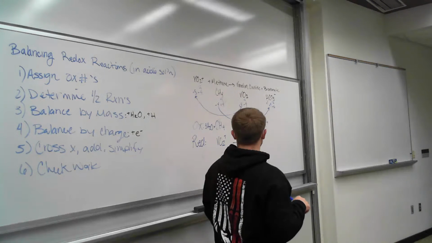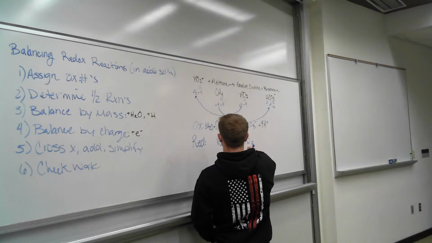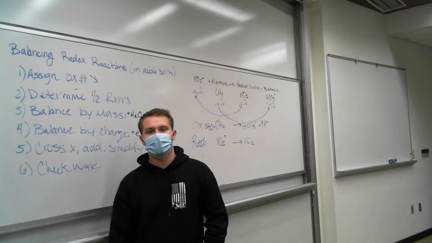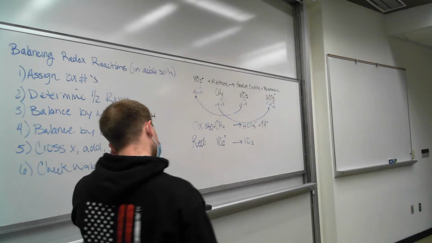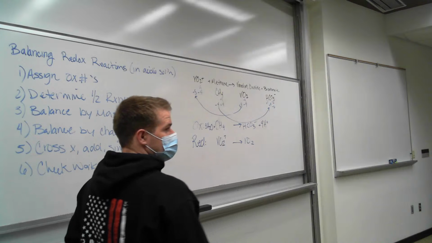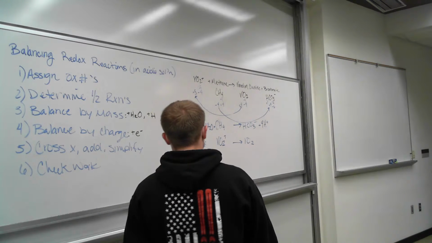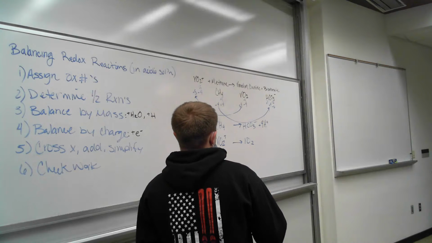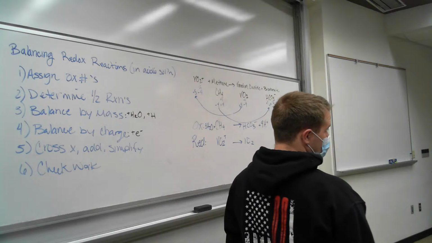Next. 1 vanadium, 2 oxygen, 2 oxygen. Our reduction half reaction is balanced by mass, so we are all set to go there. Good. Now, we've assigned our oxidation numbers, we've determined our half reactions, we've balanced by mass. Next, we need to balance by charge.